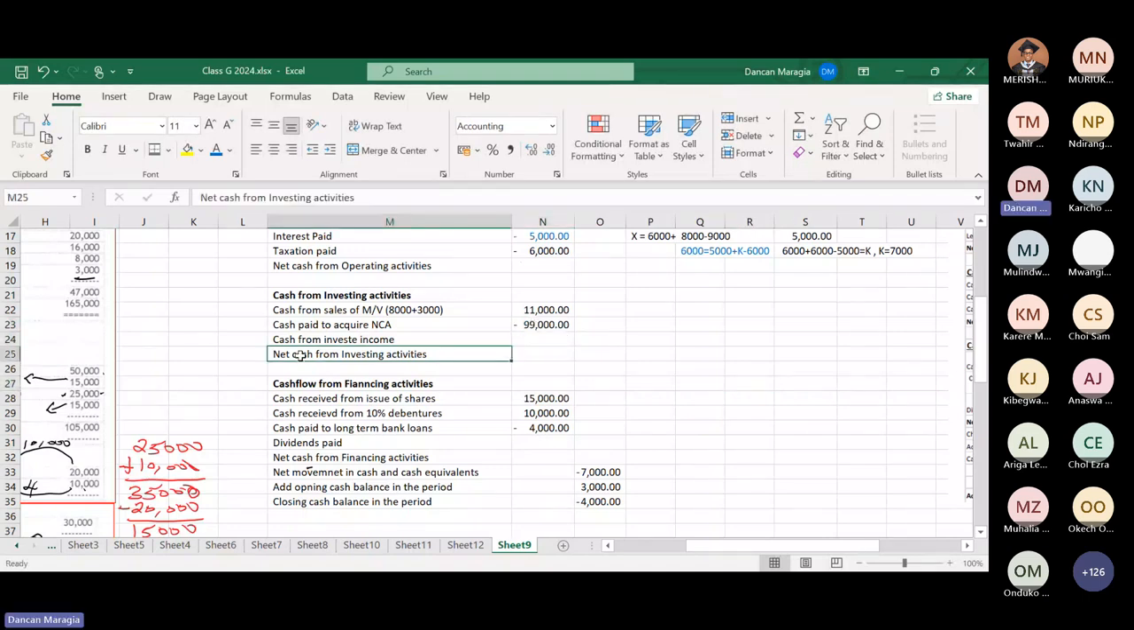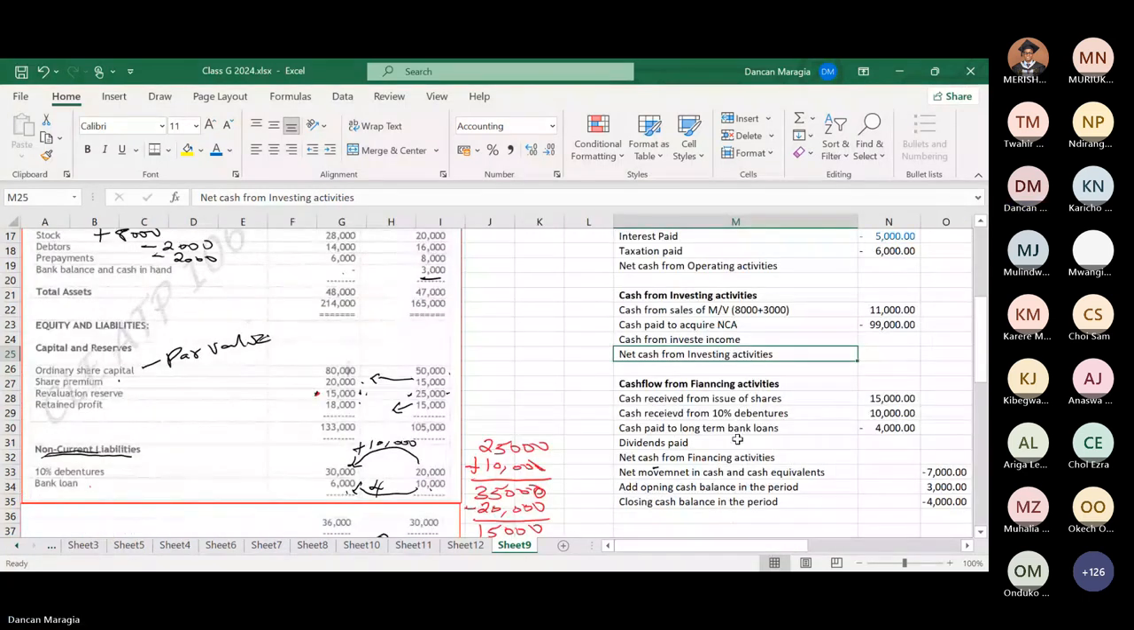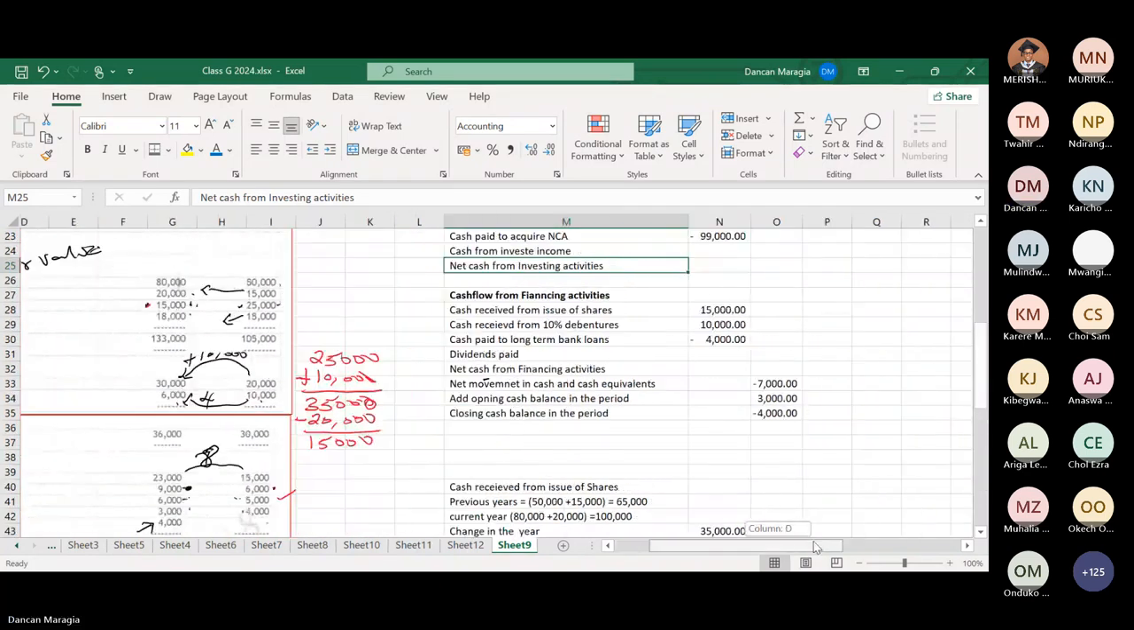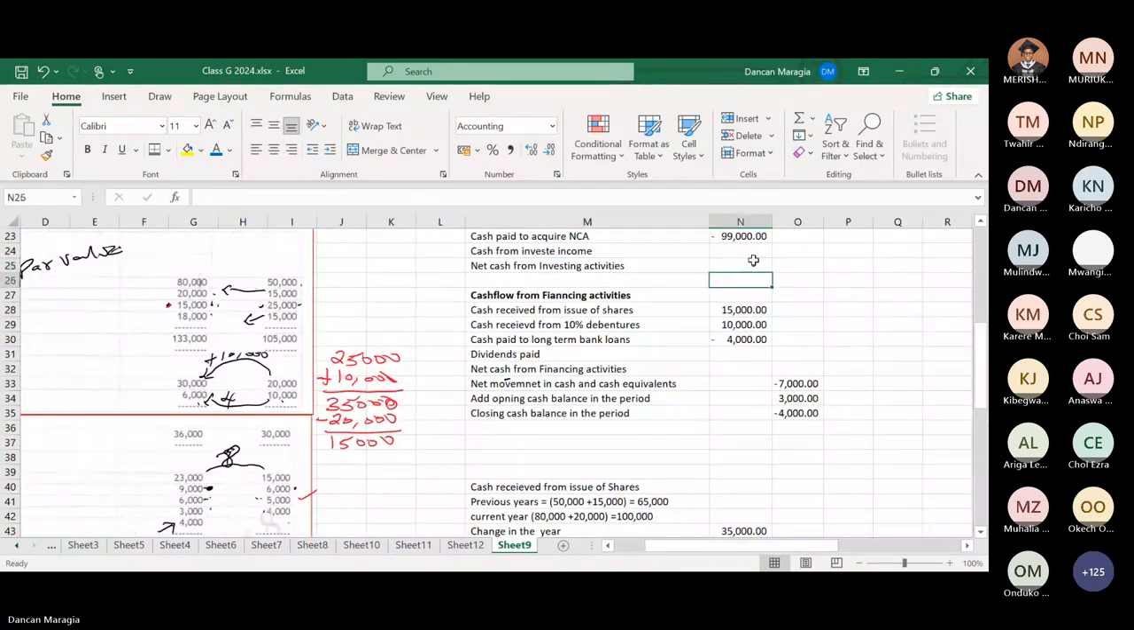We are not told about any other cash from investment income, not anywhere in the financial statements, not anywhere in the additional information. So we assume it's going to be 0.